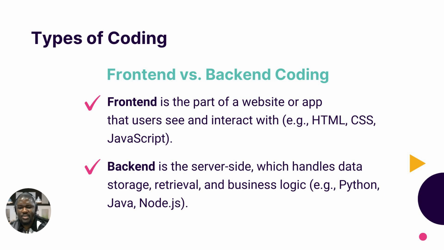And backend is the server side which handles the data storage, retrieval, and the business logic, e.g. Python, Java, and Node.js. Business logic is the part which is decision making, where thought is applied and decisions can be made. If a customer places an order, what should happen? That is done in the back end. The front end only displays, and you're able to interact with it.